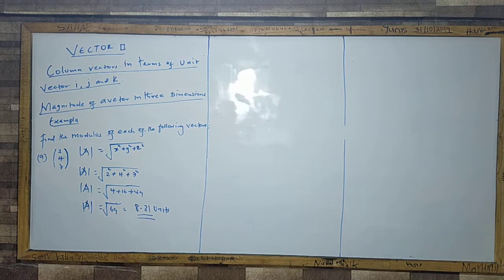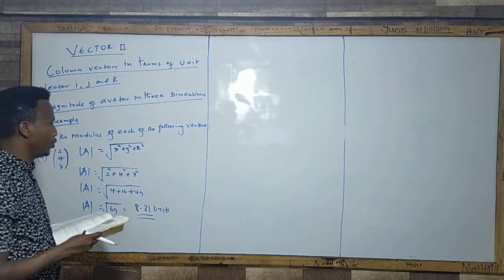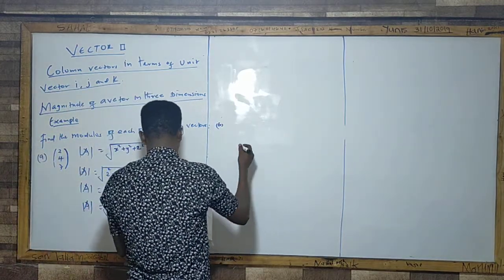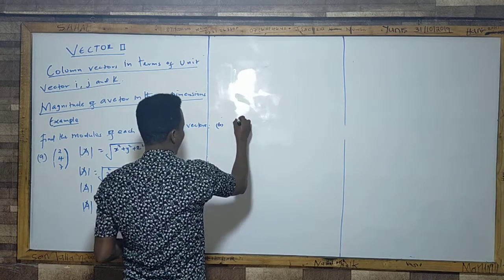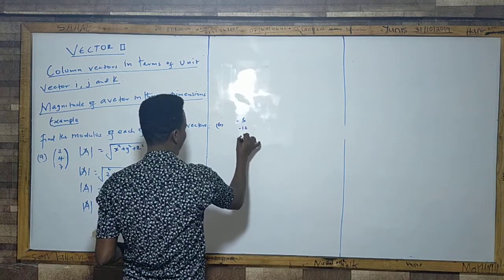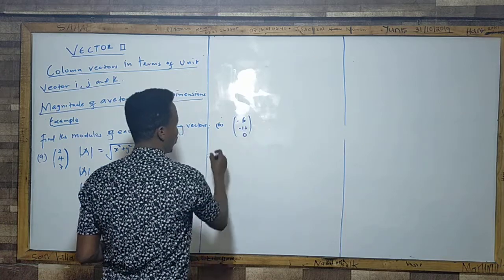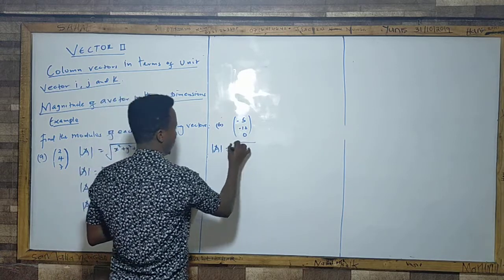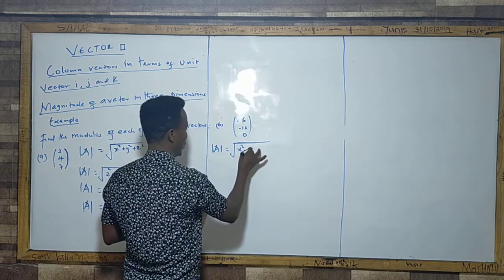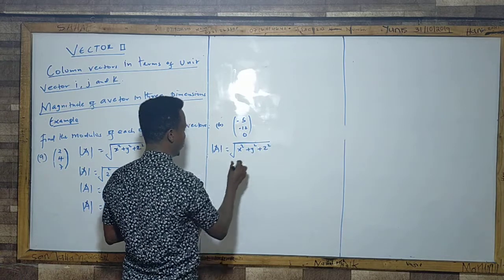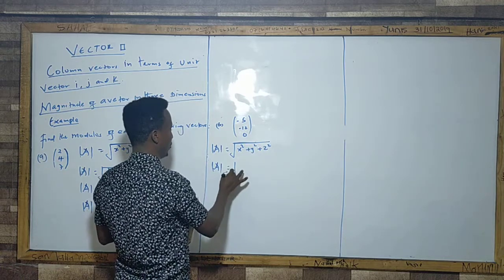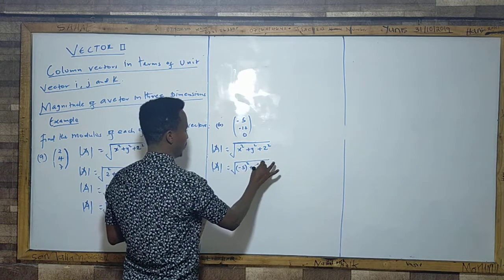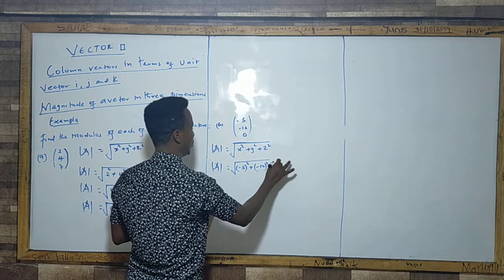Now let me add one more for you, so that you enjoy during the national exam. B: we have -5, -12, and 0. The magnitude of this vector is equal to the root of x squared plus y squared plus z squared. Now the magnitude of this vector will be -5 squared plus -12 squared plus 0 squared.